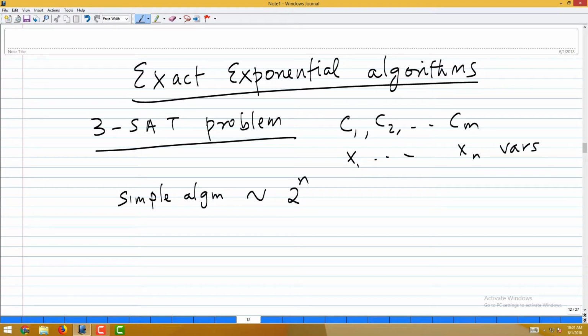2 power n, and each time you check for the size of the formula, I am going to say, run through the formula and check whether your assignment is satisfied. Now, I want to improve this base. Can I improve it from 2 power n is the question, right?